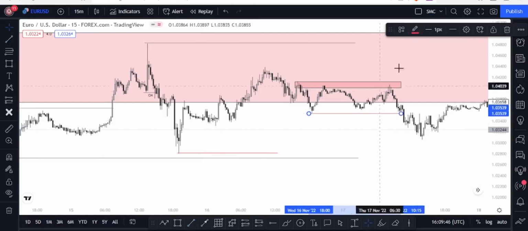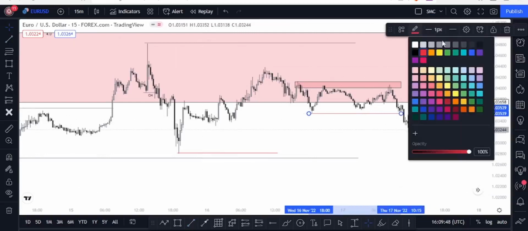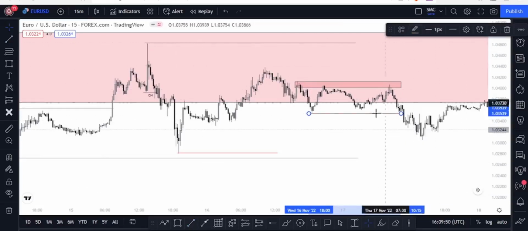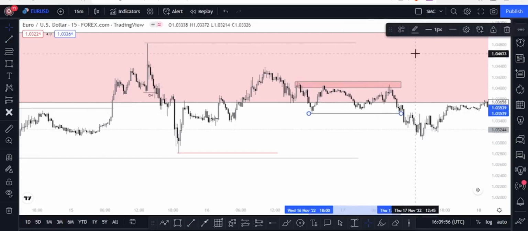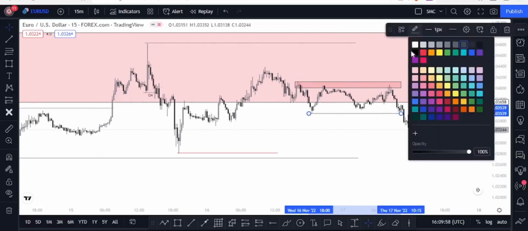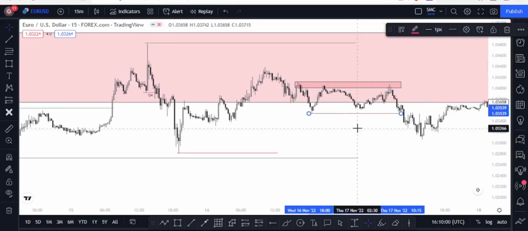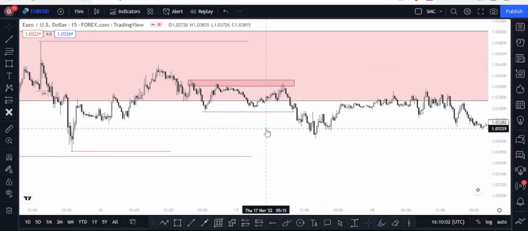Let me change this to black. That's your minor structure low there, guys. No, I'm still using it. Let me use it as red, because I'm still talking about the minor structures there. So that's your minor structure low. Price now broke it and came down.